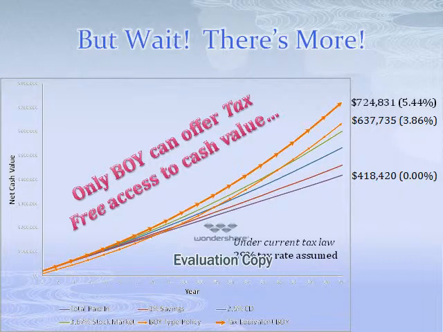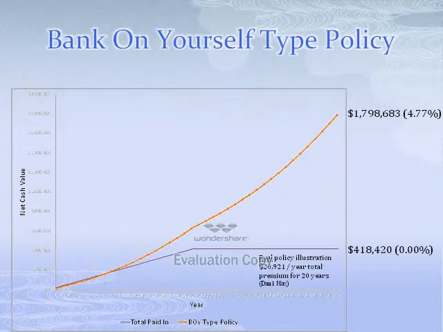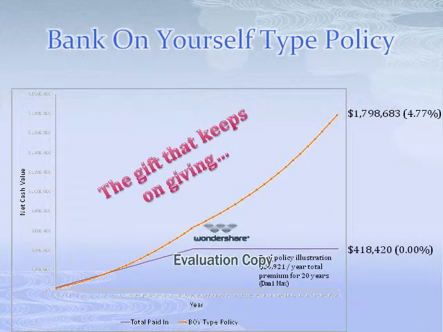When you compare that to the other investments, to be fair, you need to look at it at an after-tax equivalent rate, which increases the return to 5.44%, using a hypothetical 29% tax bracket. One of the amazing things about a bank on yourself type dividend-paying whole life insurance policy is that the growth accelerates over time and is really maximized at the time you need it the most during your retirement.